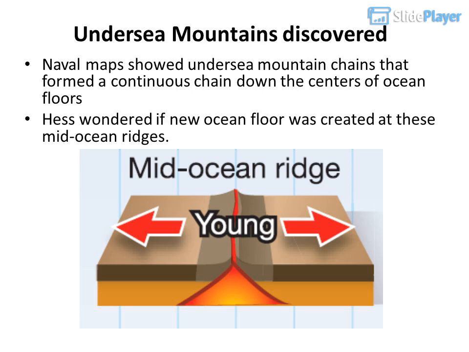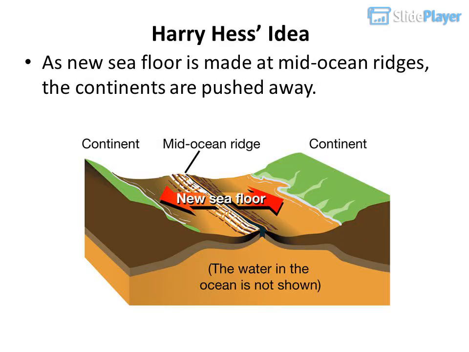Undersea mountains discovered. Naval maps showed undersea mountain chains that formed a continuous chain down the centers of ocean floors. Hess wondered if new ocean floor was created at these mid-ocean ridges. Harry Hess's idea: as new seafloor is made at mid-ocean ridges, the continents are pushed away.